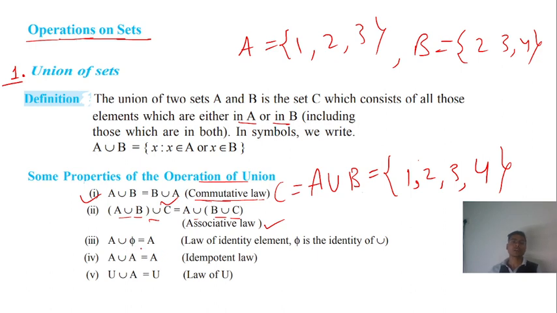As we know that phi is already an element, already a part of set A, so A union phi is also A. This is known as the law of identity element. So phi is the identity of U. A union A is A, so this is called the idempotent law, and U union A is U. This is called the law of universal set.